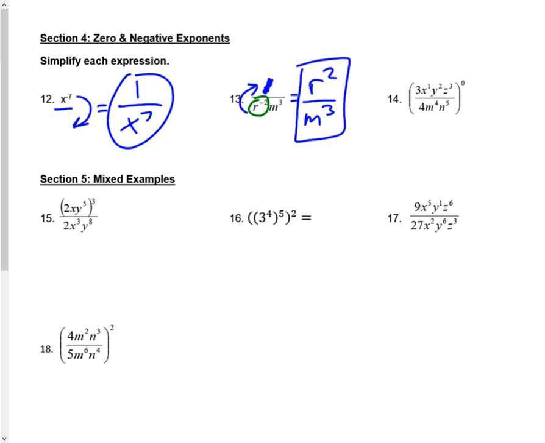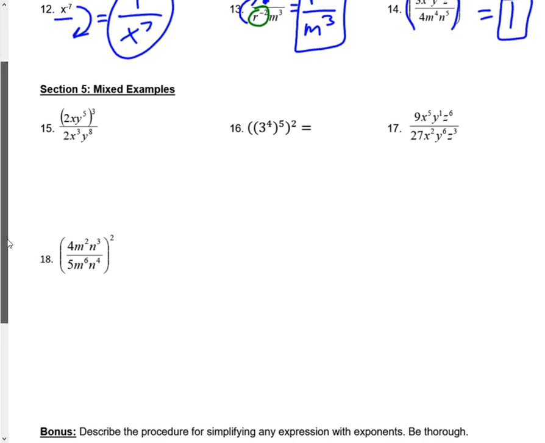Number 14, the easiest question on the quiz. Well, it's all in parentheses. It's all raised to the 0 power, so it's equal to 1. Anything to the 0 power equals 1. There you go. You don't even have to distribute because you know it's all raised to the 0 power. Let's go to section 5, a mixed variety of examples.